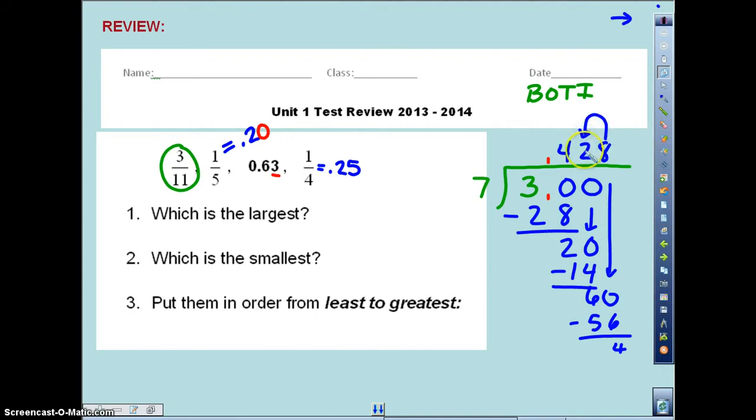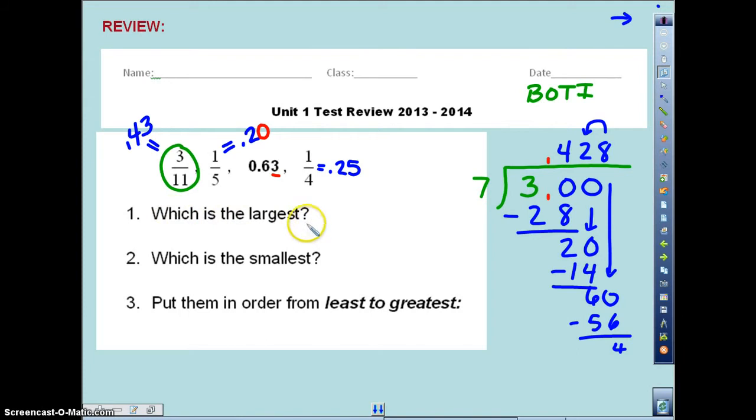What does that 8 make the 2 do? Does it stay a 2 or does it round up to a 3? Yes, it's going to round up to a 3. So 3/11ths is the same as 0.43. Now I can answer the questions.